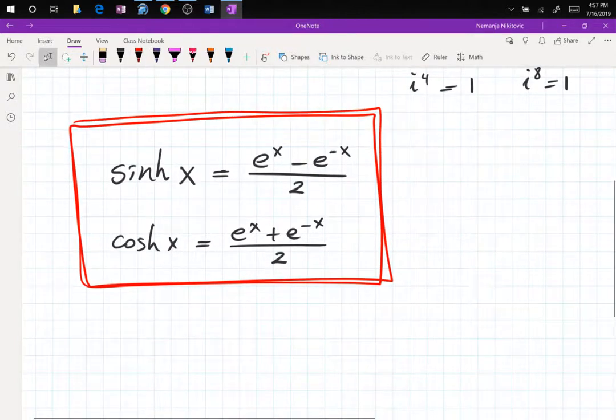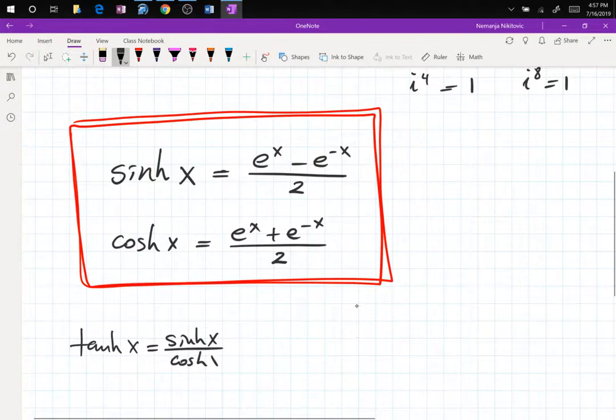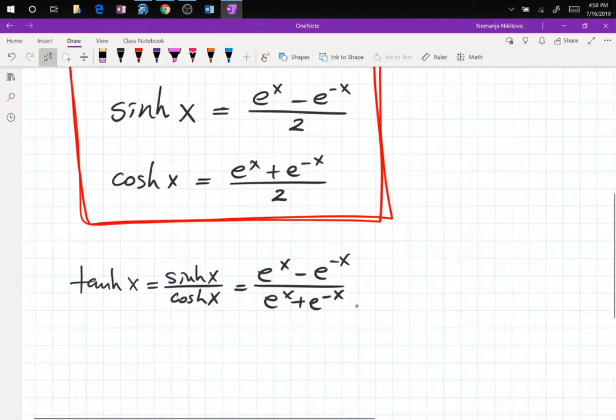Now, from here, you get to work out the other four. Tangent will be defined as sine hyperbolic over cosine hyperbolic, and you can work out the algebra. And all of the others work the same way. So now, tangent hyperbolic x is sine hyperbolic x over cosine hyperbolic x, which would be e to the x minus e to the minus x divided by e to the x plus e to the minus x. So that will be tangent hyperbolic x. The 2's will cancel when you divide them, right?